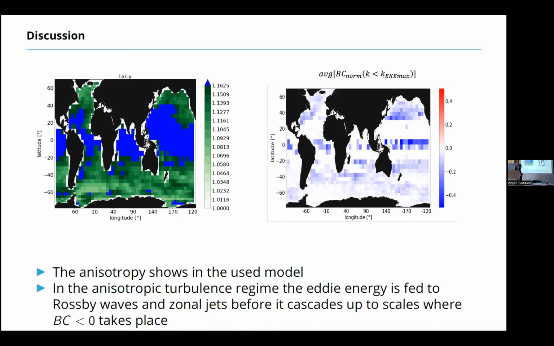in the model that I use, and the energy transfer between the eddies and zonal jets and the Rossby waves in the anisotropic turbulence regime, is likely the explanation for the distribution we see here. Because in the anisotropic turbulence regime, the eddy energy is transferred to Rossby waves and zonal jets before it can cascade more up the scale, where then negative baroclinic conversion takes place.